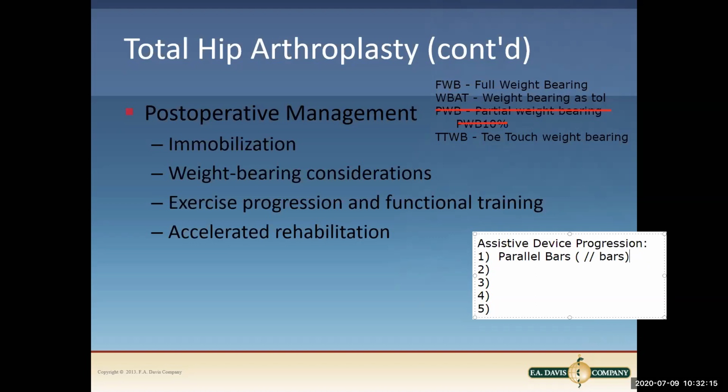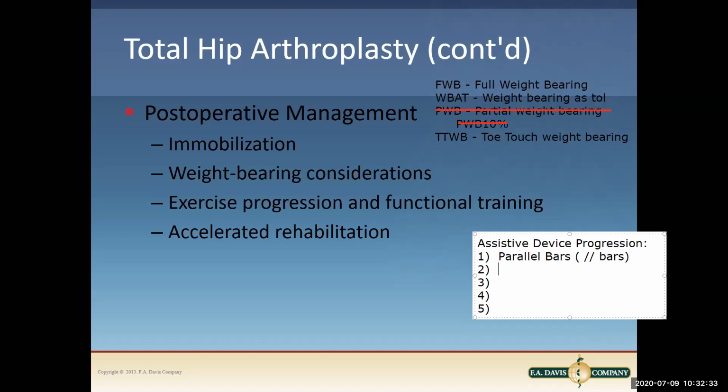Parallel bars are your safest assistive device because they're not going to move on you. So that means you've got somebody you're worried about, the total hip replacement. You're not sure if they're going to have the strength to stand up. You're not going to be sure if they have the strength to walk. Get them to the parallel bars. That's your safest assistive device to use.